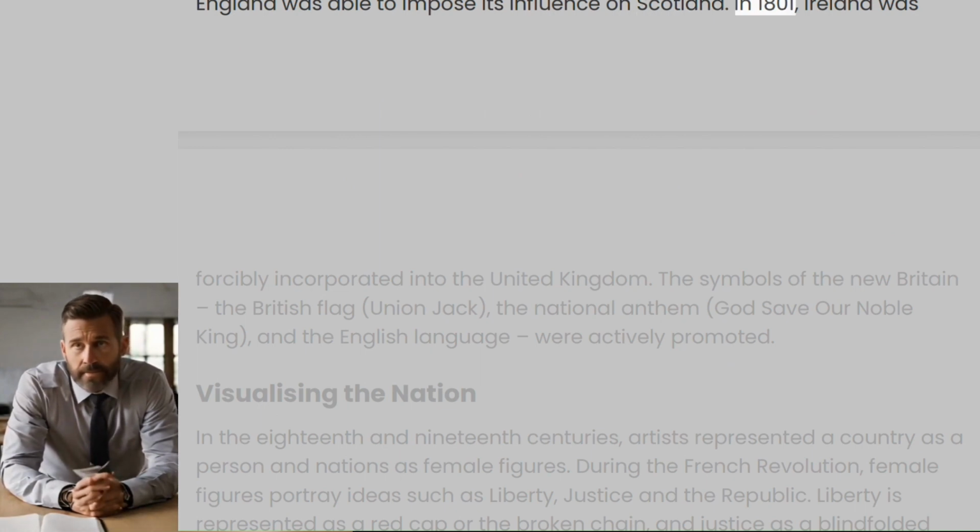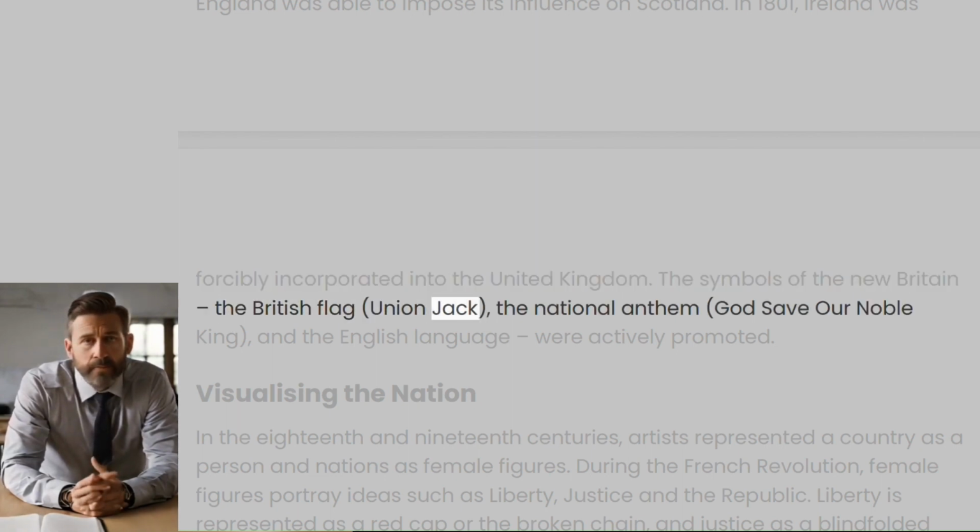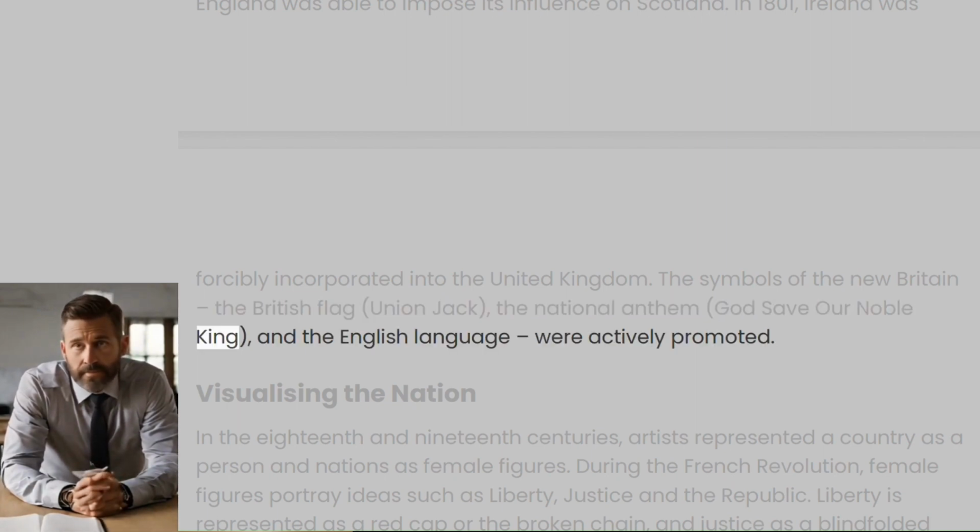In 1801, Ireland was forcibly incorporated into the United Kingdom. The symbols of the New Britain. The British flag, Union Jack, the national anthem, God Save Our Noble King, and the English language were actively promoted.